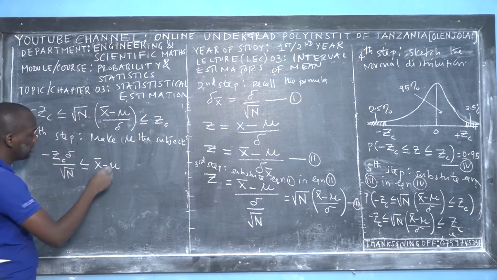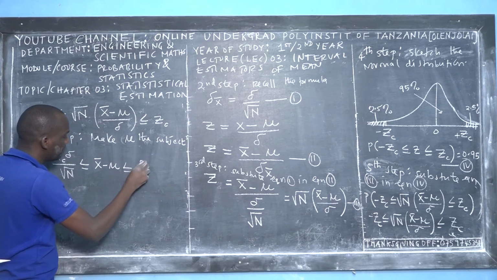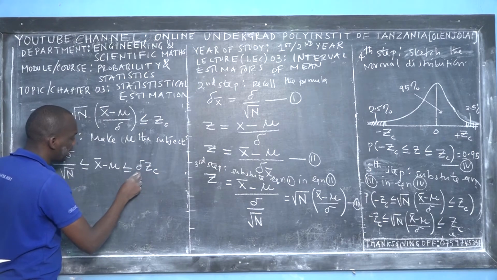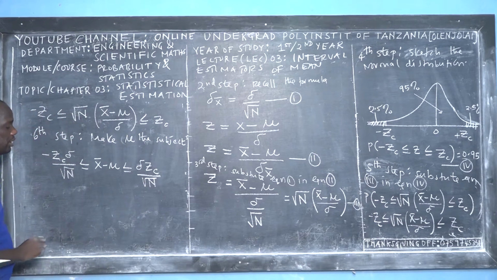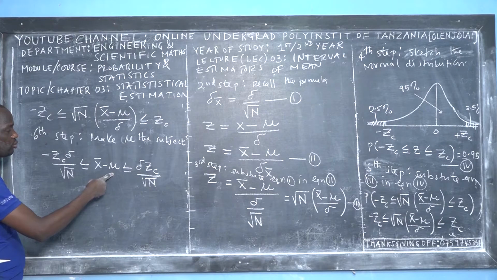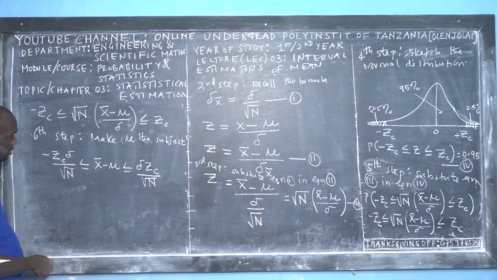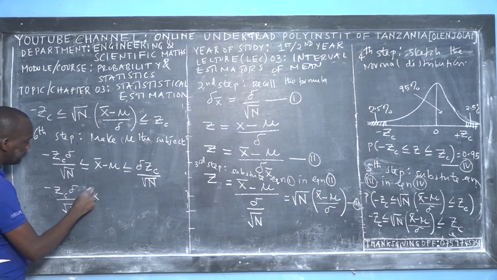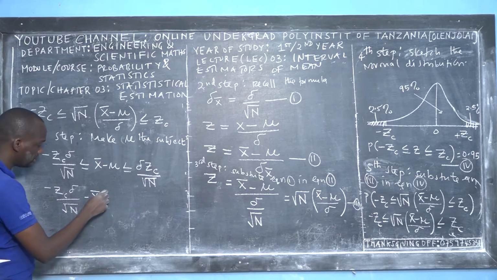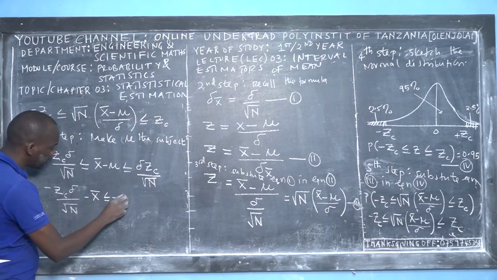So this is the sample mean, and then we multiply the standard deviation with the standardized value, and then we divide by the square root of the sample size. So, the next step, because our objective is to make the population mean the subject of the equation, we say negative Zc times standard deviation over the square root of sample size, and we subtract the sample mean from both sides. This is less than negative mean, right?